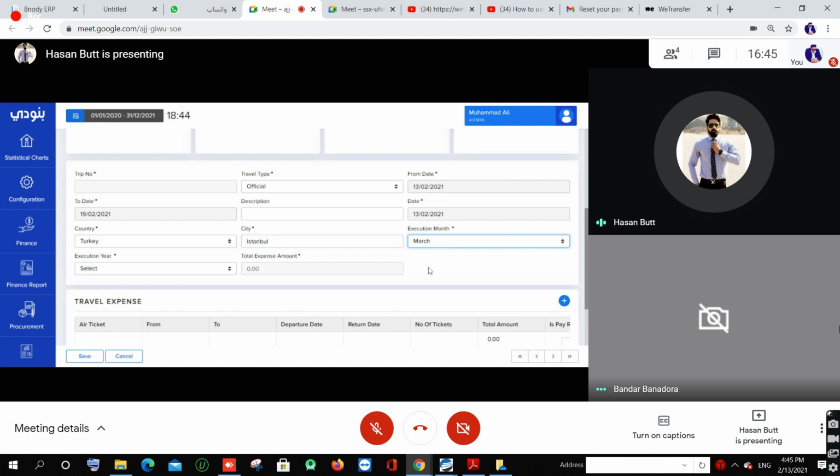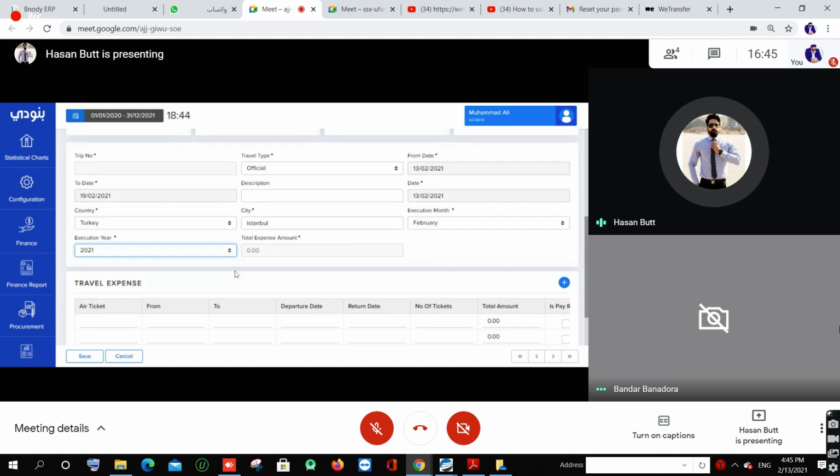So I am now going to click on February, and this is the execution month, and this is the execution year. Most of the companies do not give their employees their expenses in the running year. They say that we will give you the travel expenses in the next year. Okay, so it can also be applicable in our system. So I am going to add the same month and the same year, execution year.